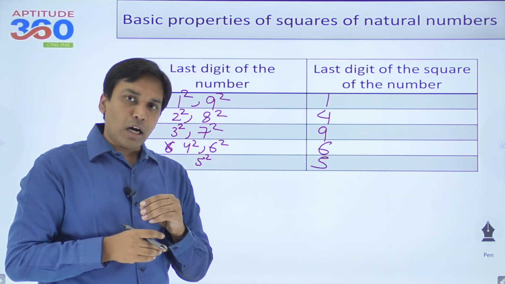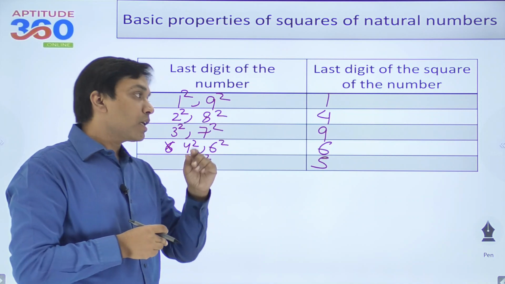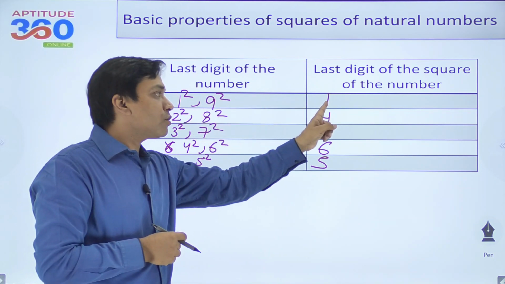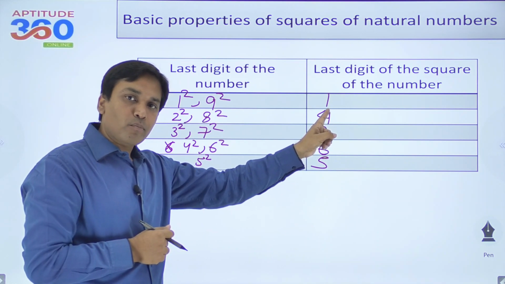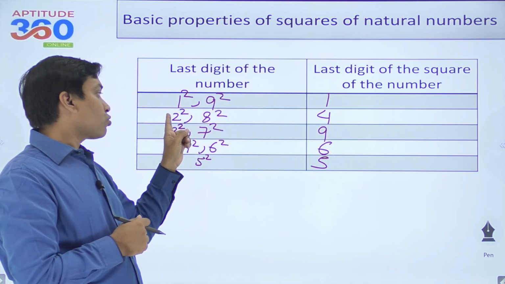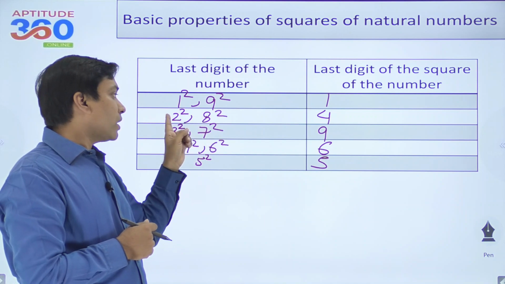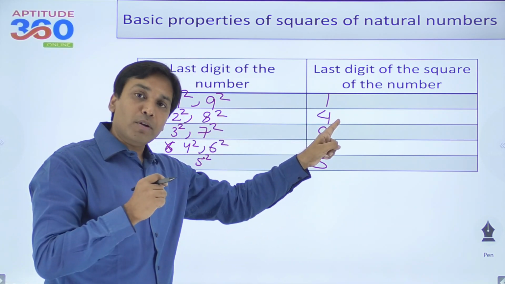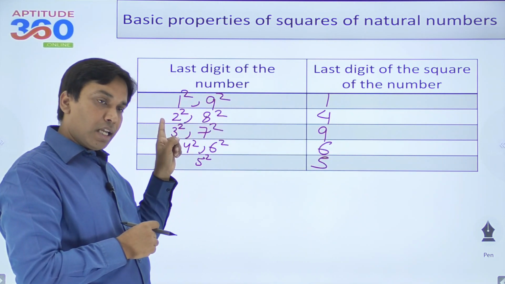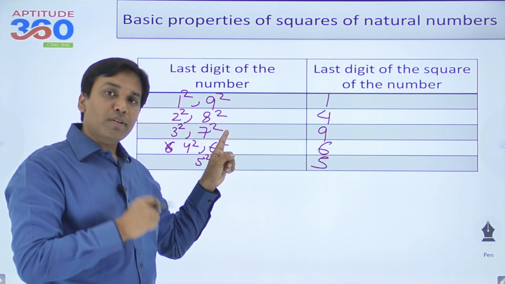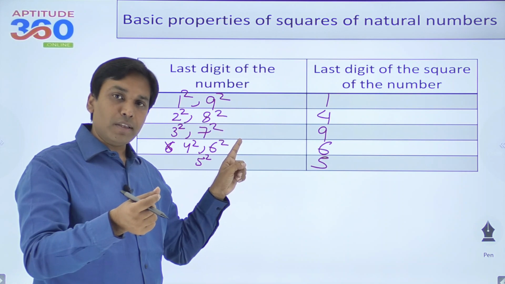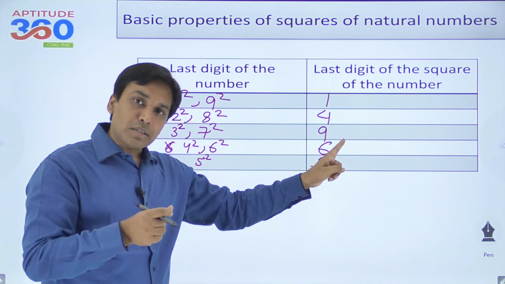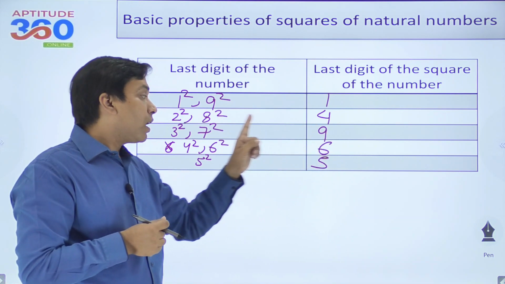So if you are finding out squares of numbers that end with either 1 or 9, the last digit of the perfect square number will be 1. If you are finding the perfect square of any number that ends with either 2 or 8, the last digit of the perfect square number will be 4. Similarly, if the number ends with 3 or 7, the last digit of the perfect square number will certainly be 9.